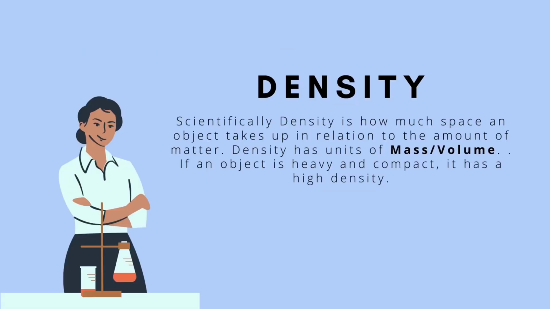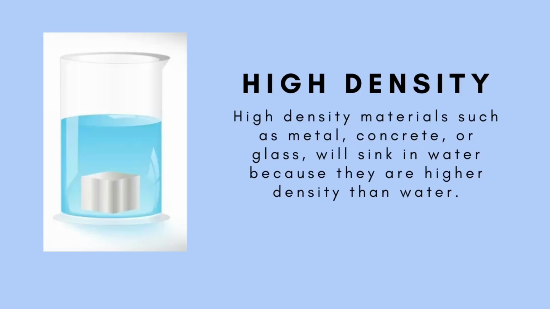Scientifically, density is how much space an object takes up in relation to the amount of matter. Density has units of mass per volume. If an object is heavy and compact, it has a higher density. Let's look at an example of a high density. High density materials such as metal, concrete, or glass will sink in water because they are higher density than water.